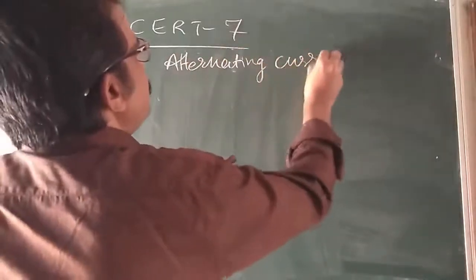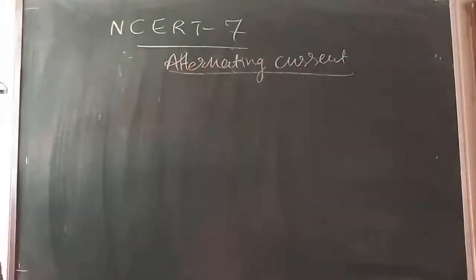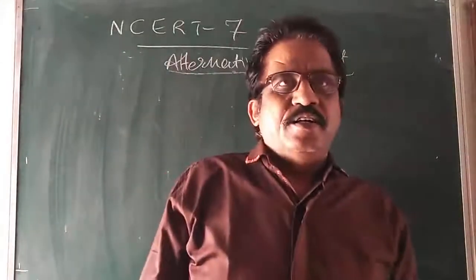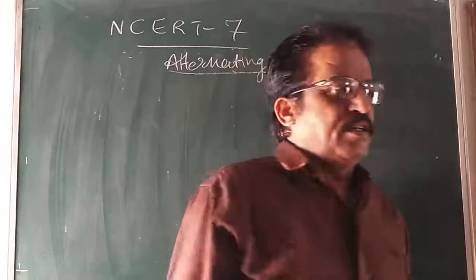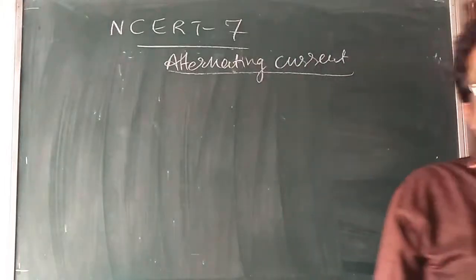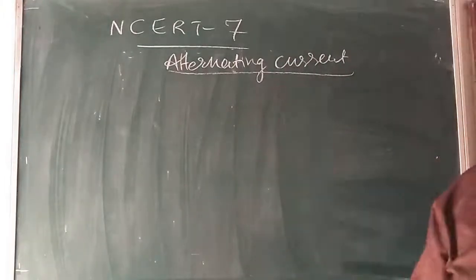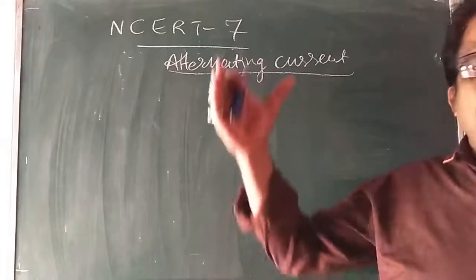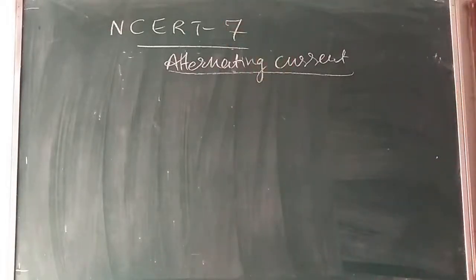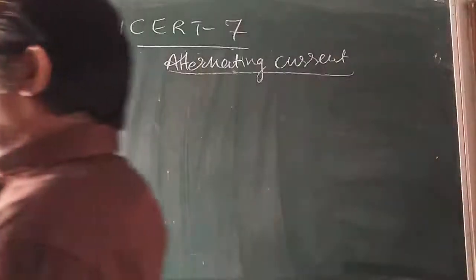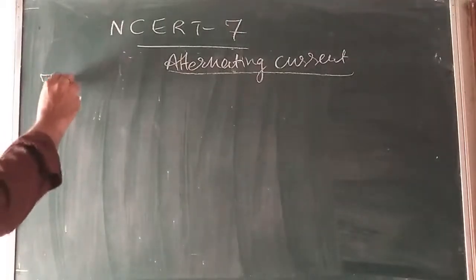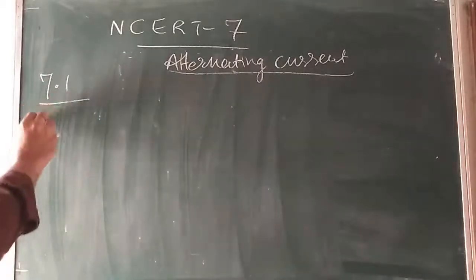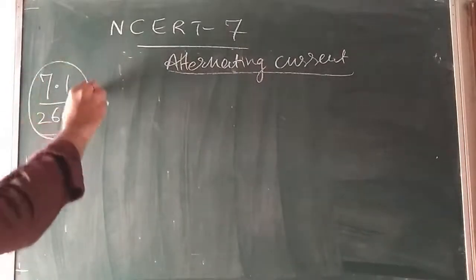Alternating current. So dear children, open your NCERT textbook and we are going to solve numerical problems. I hope all of you are ready and enjoying the numericals. Write down first all the formulas on a single page, as I told you earlier. So we are going to see question number 7.1 of page number 266 of our NCERT textbook.